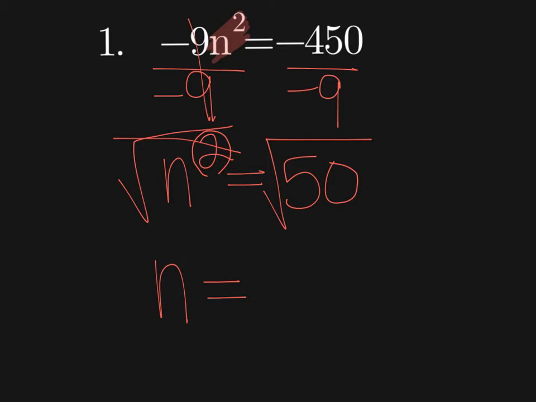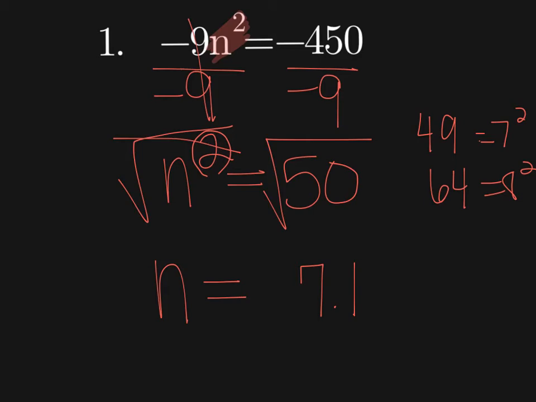The square root goes back to our perfect squares. However, 50 is not a perfect square. 49 is. Remember, 49 is 7 squared. And then we have 64. So 50 is somewhere in the middle, so it's not a perfect square. So we're going to go ahead and put it in the calculator. The square root of 50 is about 7.1.